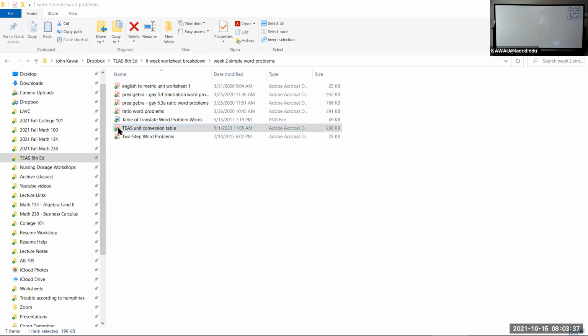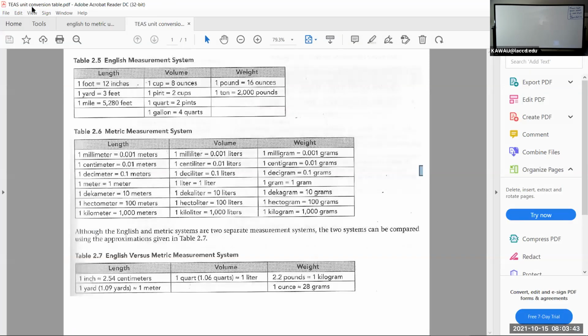Let me show you. So the file that I sent you is a TEAS unit conversion table. These are all loaded in the My Haiku also, so you can also download it from there.